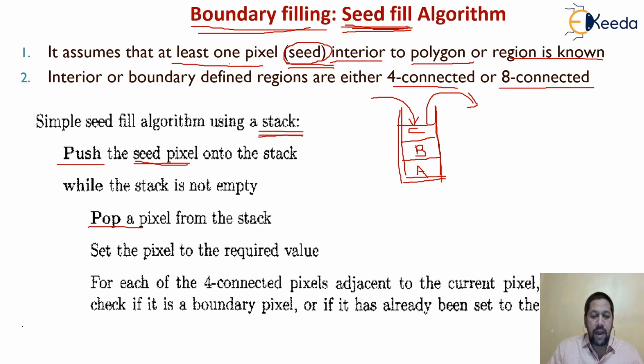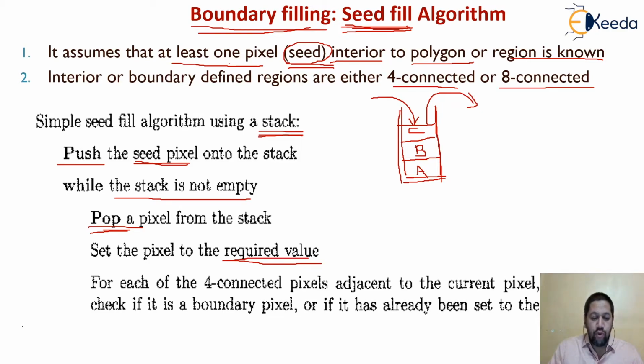Now I have a while loop: while the stack is not empty. What is my step number one? Pop a pixel from the top of the stack. So I'm going to remove the first pixel. Now set that pixel to the required value. Required value in this case means the fill color. I'm going to set it with the polygon filling color.